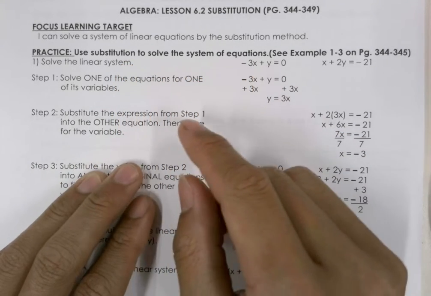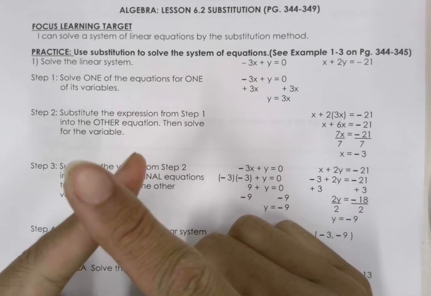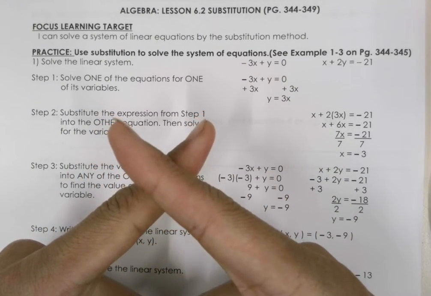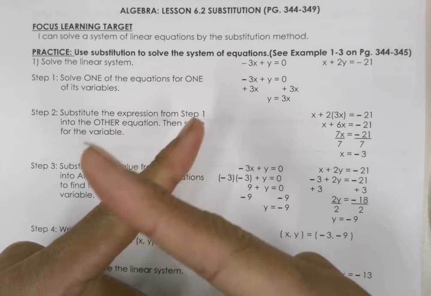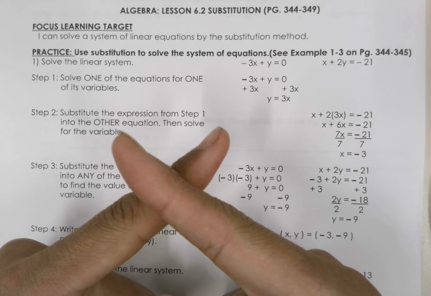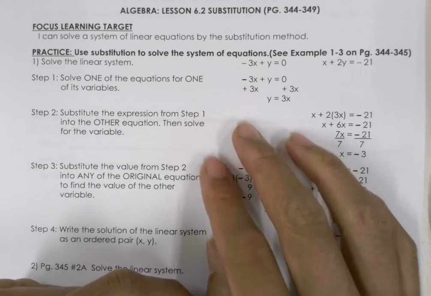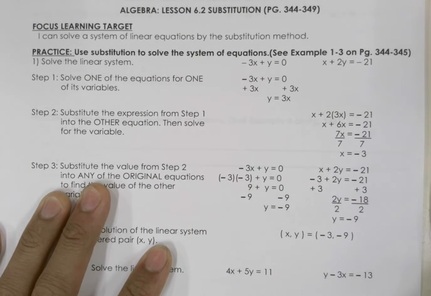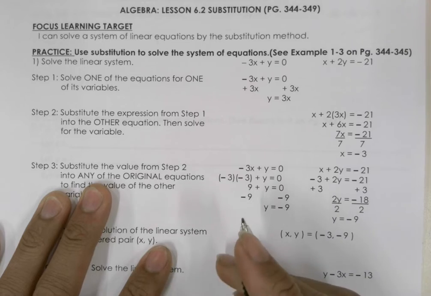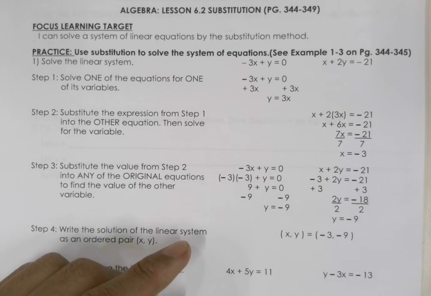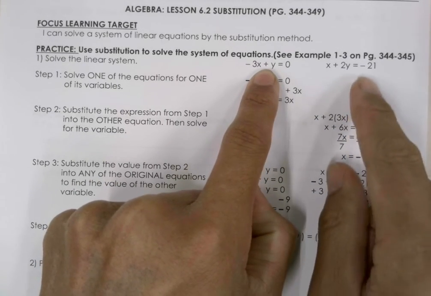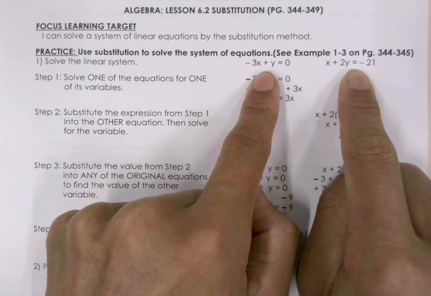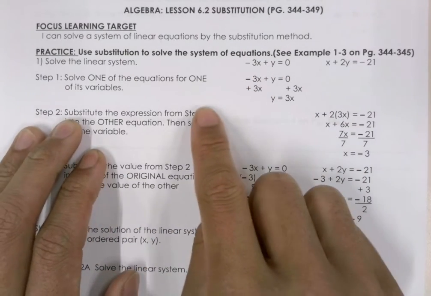In the previous chapter, 6.1, we solved the system of equations by graphing, and the solution is where the two lines intersect. In this method, we're going to use substitution in order to solve the system of equations. We're going to find where this line and this line intersect. How do we do that?